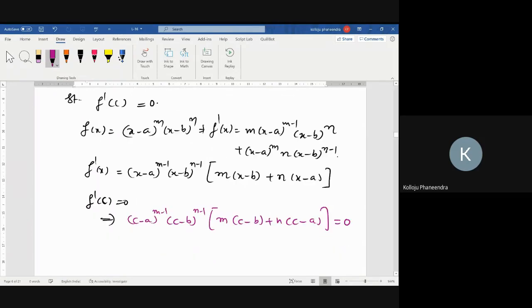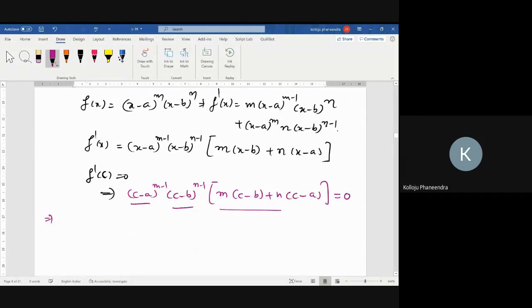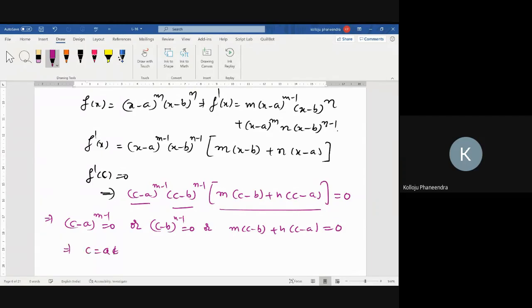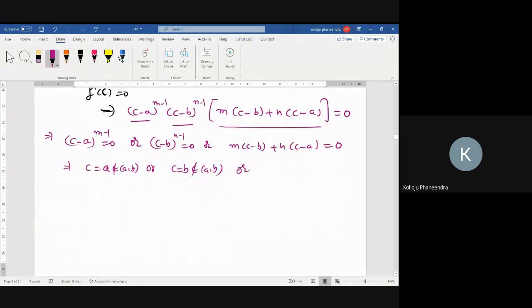So how many chances we have? A into b into c equal to 0. So either a equal to 0, b equal to 0, or c equal to 0. So (c minus a) whole power m minus 1 is 0, or (c minus b) whole power n minus 1 is 0, or this one, m into (c minus b) plus n into (c minus a) equal to 0. From this, c equal to a does not belong to open (a, b), or c equal to b does not belong to open (a, b), right? Open interval a comma b. Or what is this one now?